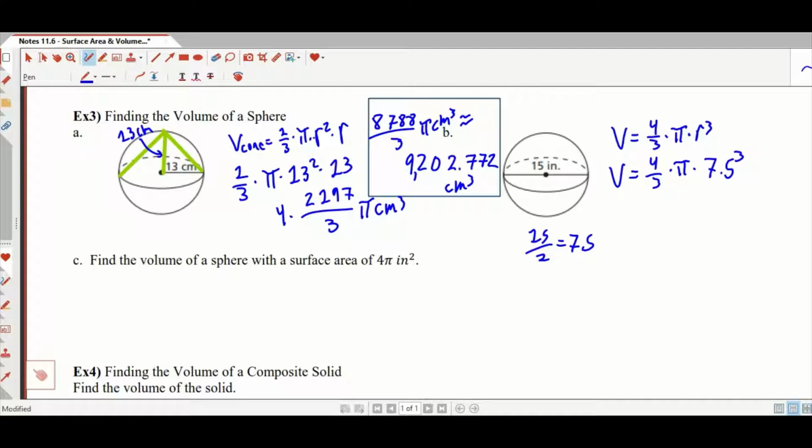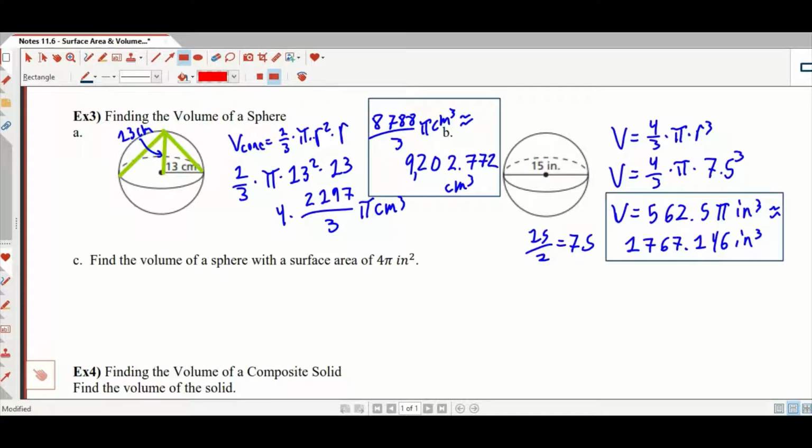So if you do 7.5 to the 3rd power, I get a terrible number, but if I multiply that by 4 and divide it by 3, I get 562.5. So the volume is equal to 562.5 pi inches cubed, which, if you want an approximation, as I am assuming this also does, is 1,767.146 inches cubed.